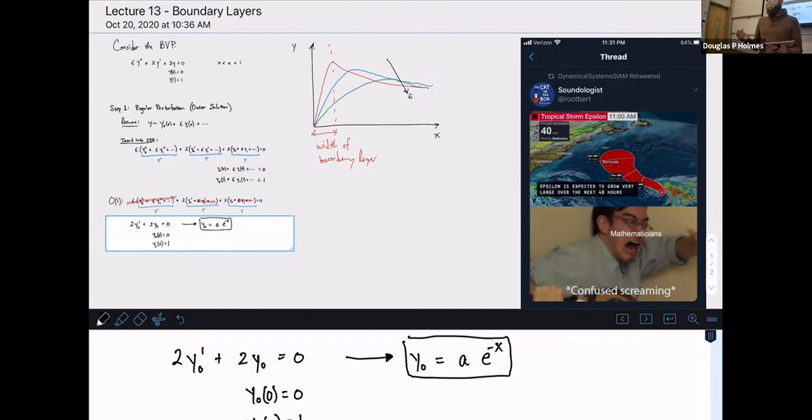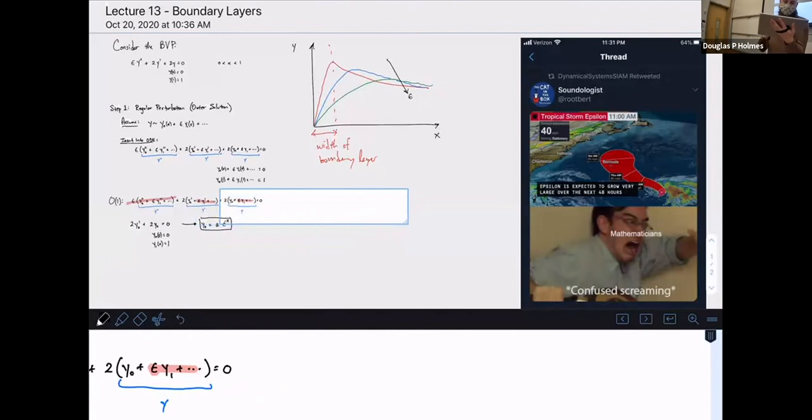The way to think about this, or at least the way I think about this, is to plot your solution. So what we have here is something that looks like this. y is a function of x. And y as a function of x goes as a times e to the negative x. So there's two options. Either a is positive, in which case we get this curve.